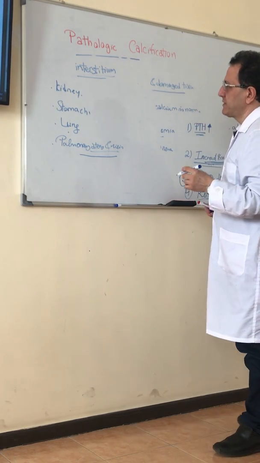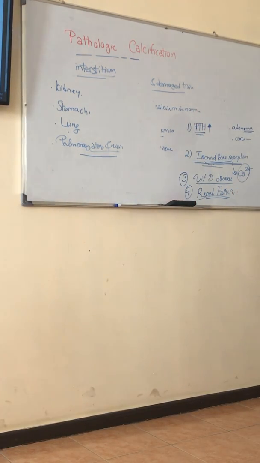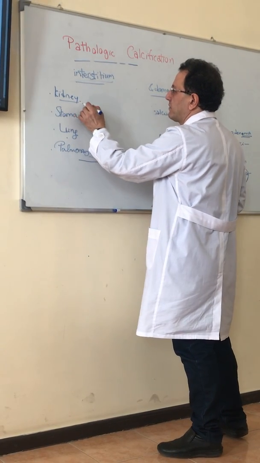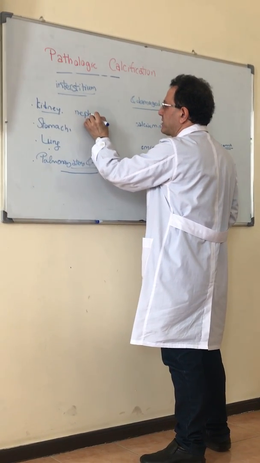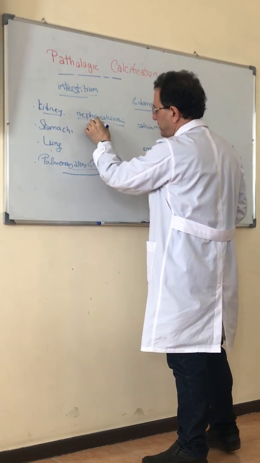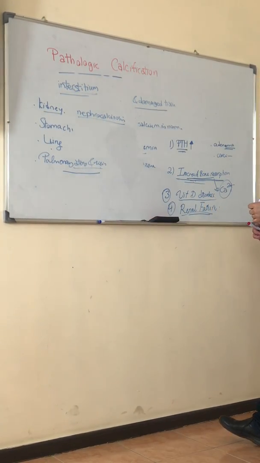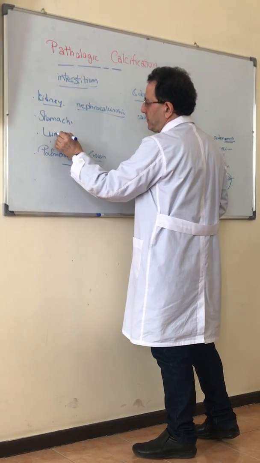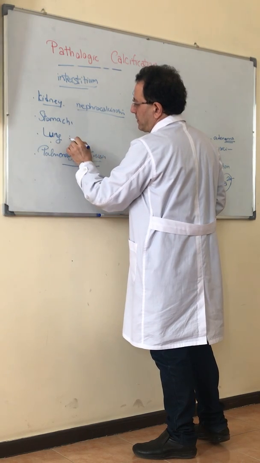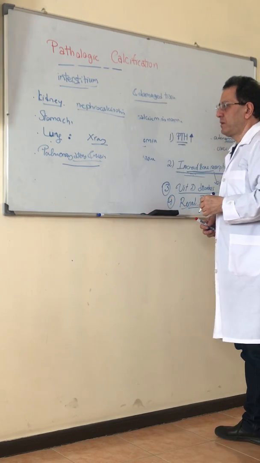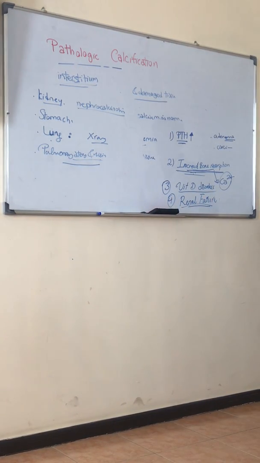And this calcification can give no dysfunction to the organ, but sometimes it can, such as calcification in the interstitium of the kidney causes nephrocalcinosis. And this can give problems. Also in lung tissue, calcifications can be seen on X-ray and radiography. We can see some calcifications.